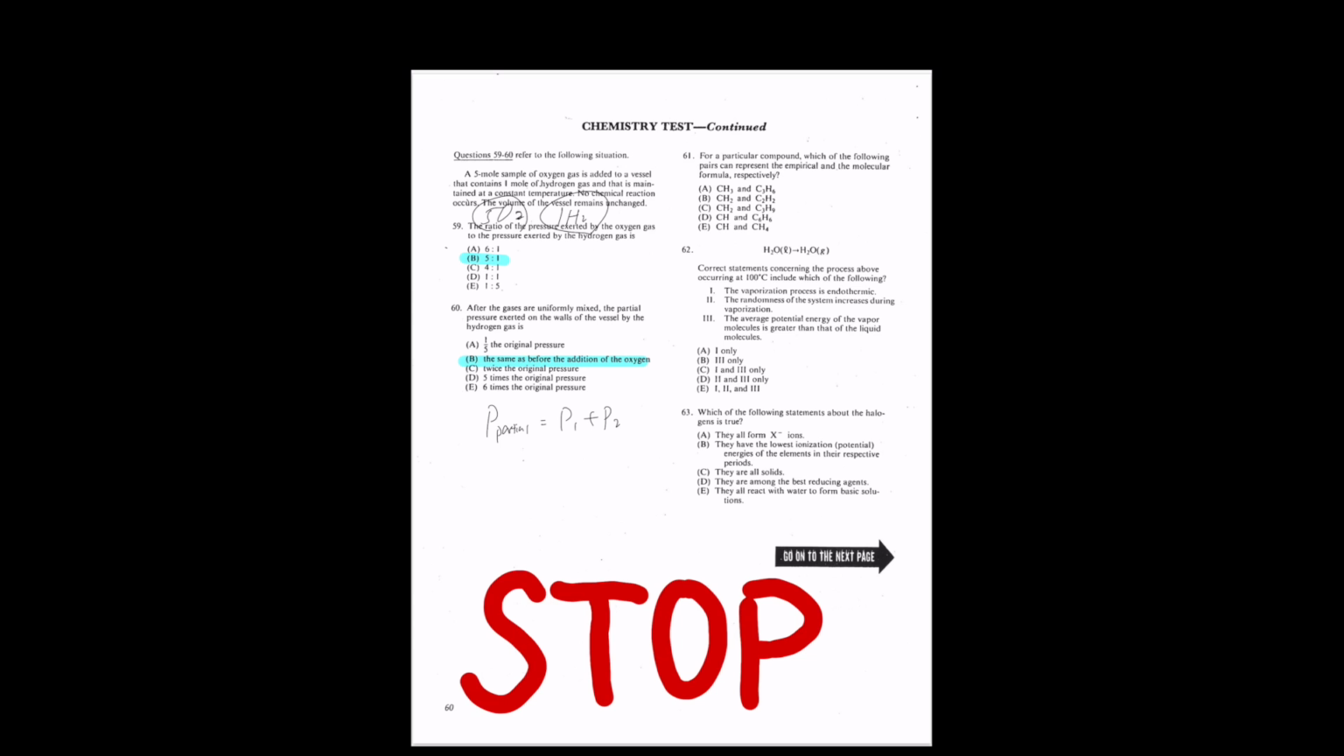Number 61. For a particular compound, which of the following pairs can represent the empirical and the molecular formula respectively? So the empirical formula is basically, you can think of it as a simplified format of the molecular formula. So for example, if you have C2H4, the empirical formula can be CH2 or something like that, because you divide both these numbers by 2. So let's see. Choice A, CH3 and C3H6. This may be the choice.